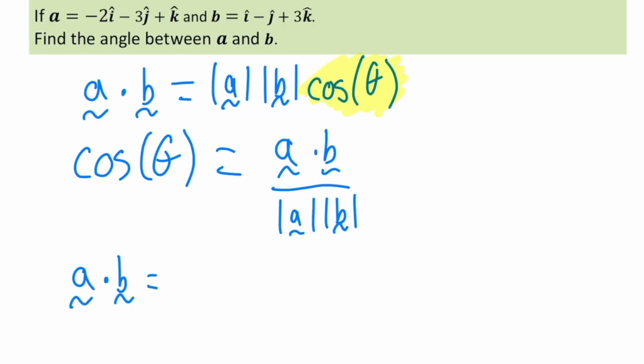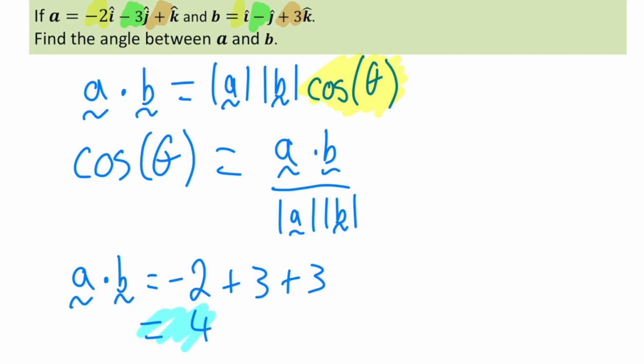So to find my dot product of A and B, I want to multiply my i coefficients together. That's going to be minus 2 times 1. That's simply just going to give negative 2. I also want to multiply my j components together. Well, minus 3 times minus 1 gives positive 3. So it's going to be plus 3. And I also want to multiply my coefficients of k. That's going to be 1 multiplied by 3, which also gives plus 3. Well, minus 2 plus 3 gives 1. 1 plus 3 gives a dot product of 4. So I've now found the number that needs to go on top of my fraction. So now I just have to find the magnitude of A and the magnitude of B.